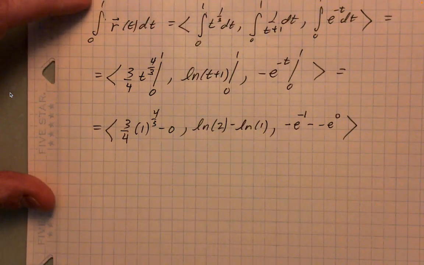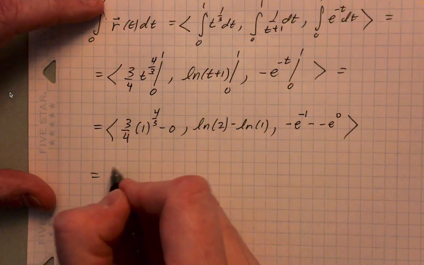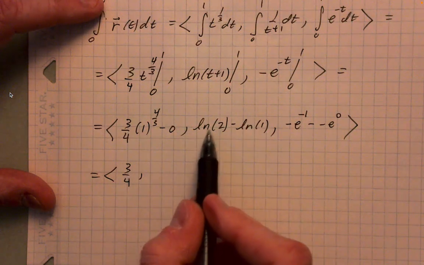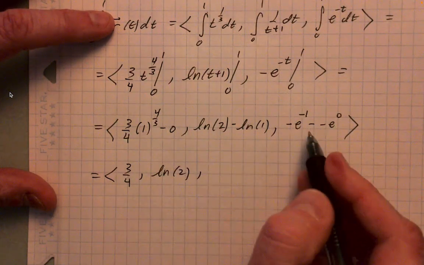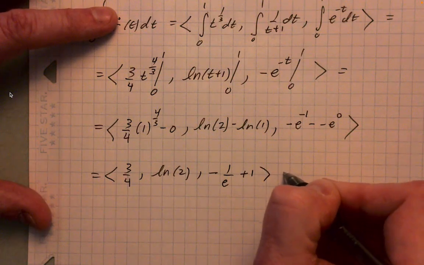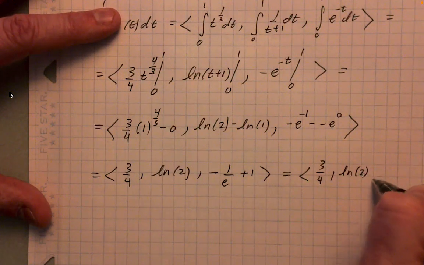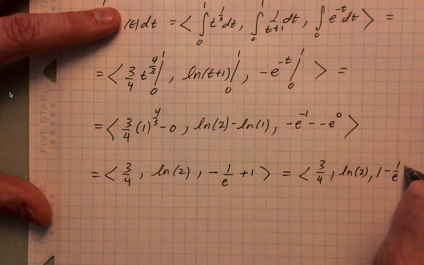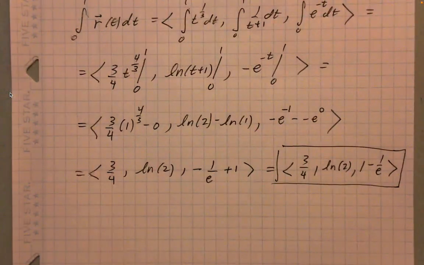And finally, we can clean this up. Actually, sorry, this will be 3/4 up front. This will be the natural log of 2 minus natural log of 1, so that'll just be the natural log of 2. And then this is negative 1 over e plus 1. And so probably the best way to write it would be to flip it around. So let's rewrite all of these: 3/4, ln 2, and 1 minus 1 over e. Of course, you could approximate all of these with decimal numbers if you like, but otherwise you can use this. Okay, very good. And so I think that's where we'll stop for this section.